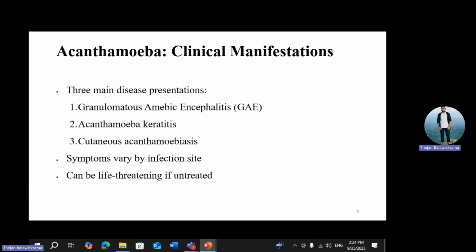Well, if we talk about the clinical side of that, we talk about three main disease presentations, right? There are three categories, I would say. We'll talk about those three one by one.